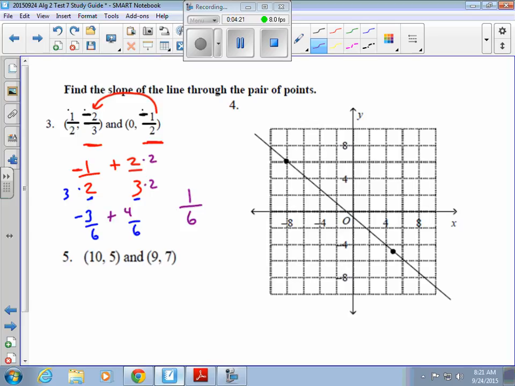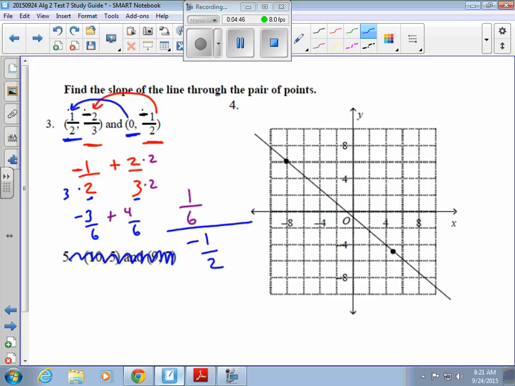Now watch what's going to happen with this next part. Over, that's your y, change of y. Let's ignore this one for a second, just so we can have some space. So that's your change of y, what's on top. Your change of x is what's on the bottom. This minus this. 0 minus 1/2 is negative 1/2.